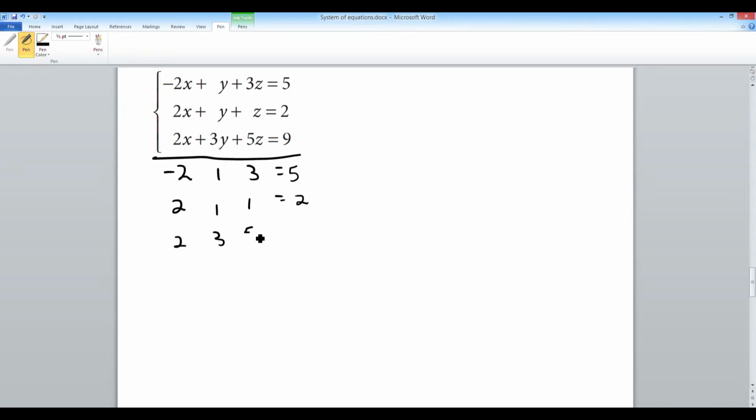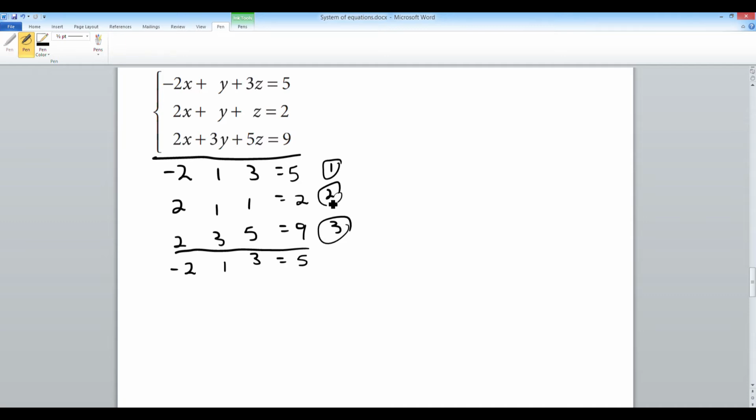2, 3, 5, and 9. So what I want to do now is label my rows, row 1, 2, and 3. I'm going to repeat my first row. I'm going to write it again: negative 2, 1, 3 is equal to 5.